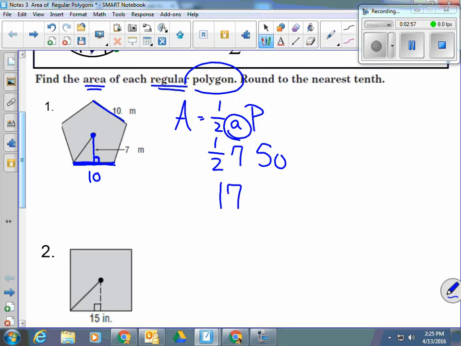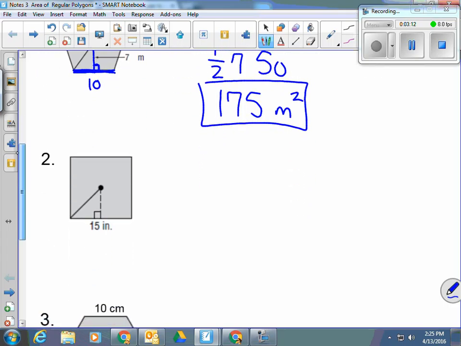175 what? Meters squared. Good, meters squared. Very good. Easy? That's it. Well, you know, I told you I start easy, right? It's not going to get much harder, though there's going to be some challenges, yes.